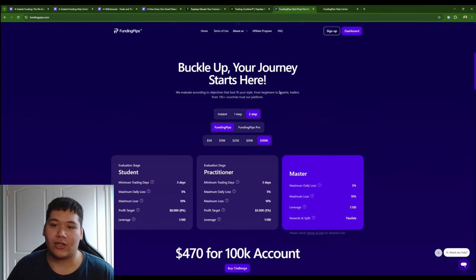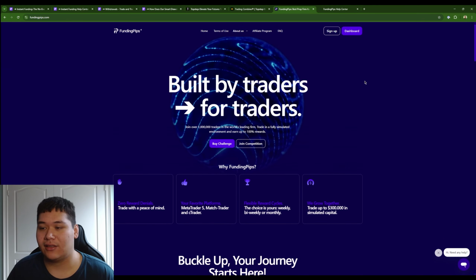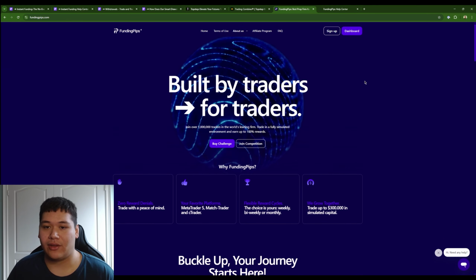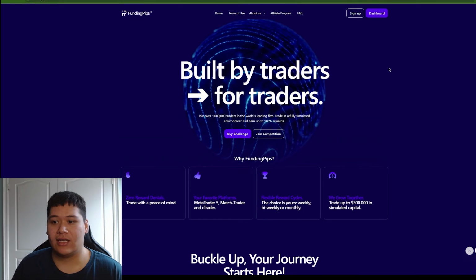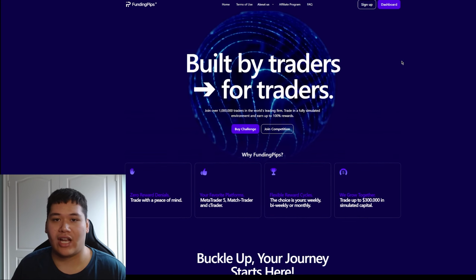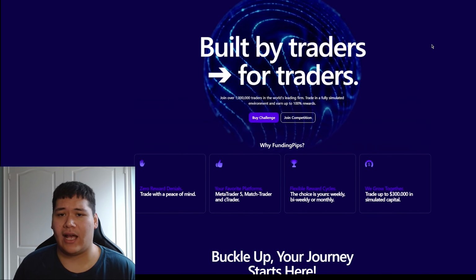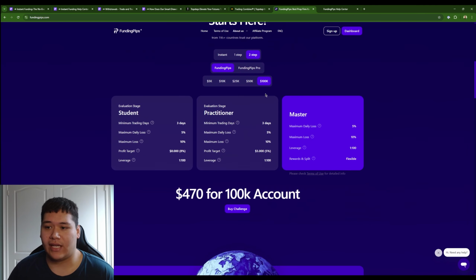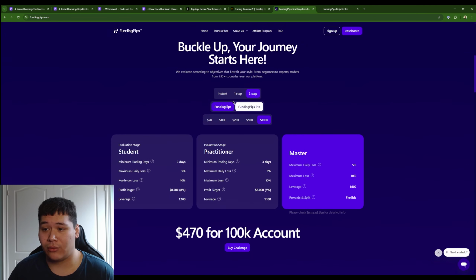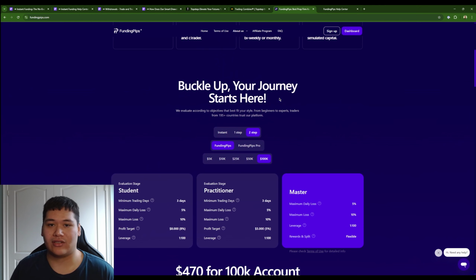Now we have Funding Pips. Funding Pips is what I traded with as well. Whenever they first came out, they were amazing. They were priced amazingly. They had, I think, just one challenge, which was a 2-step phase, and they didn't have anything else. But recently they started adding some stuff. If you scroll down, they have Funding Pips Pro, they have instant, 1-step, 2-step, they have different account sizes, and it's just a lot to get your head around.